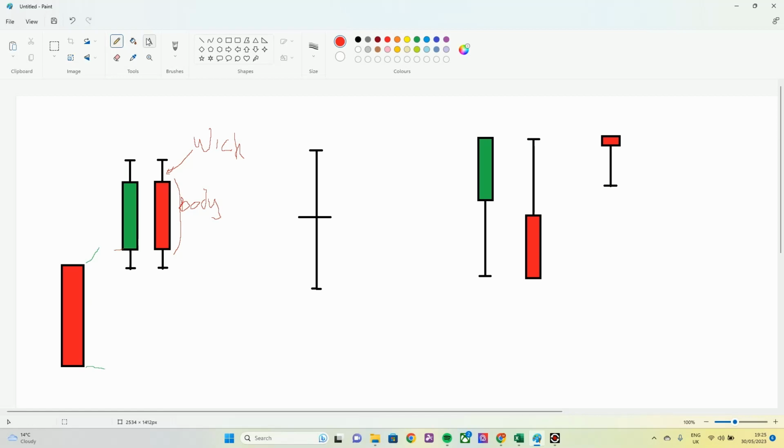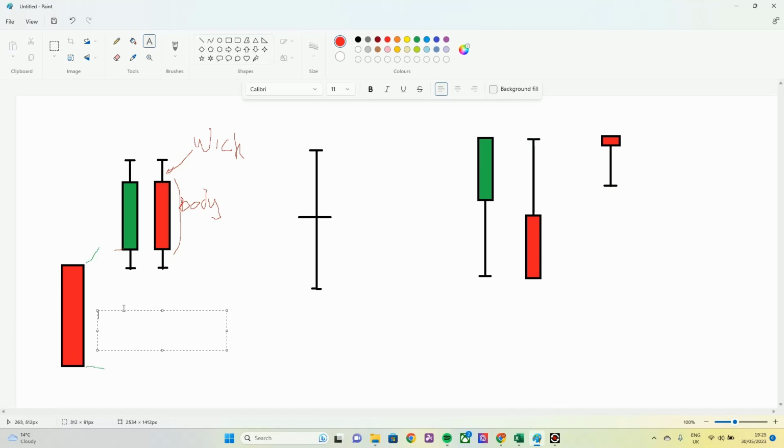So the body, I'm actually going to do a text box because I'm not going to be right. The body represents the price change on the time period, and I'm going to do that in black as well.